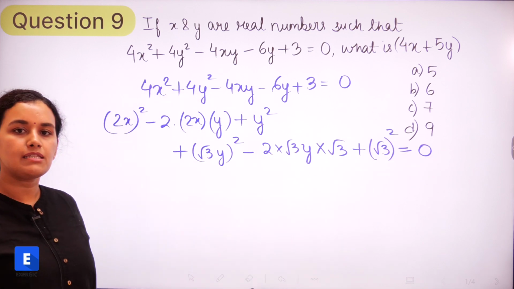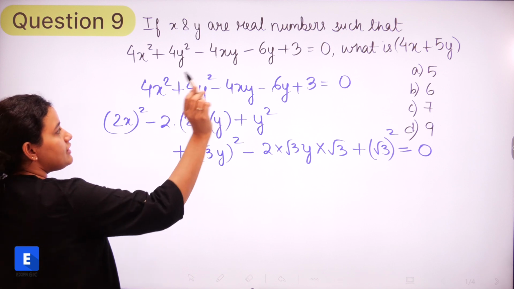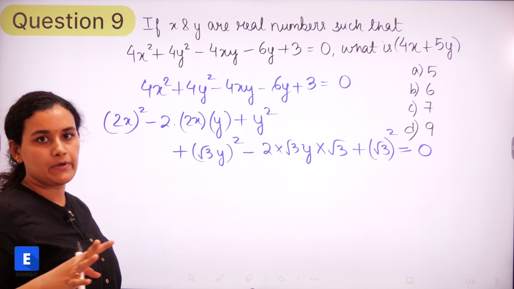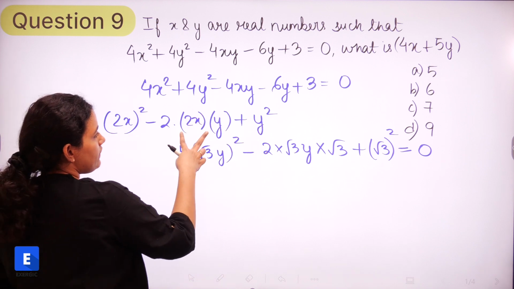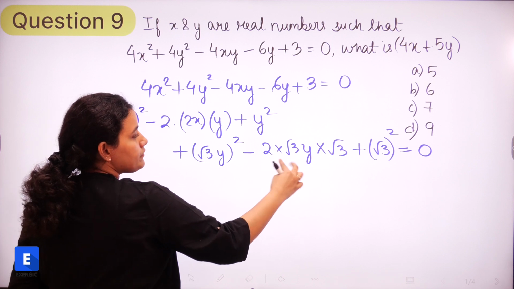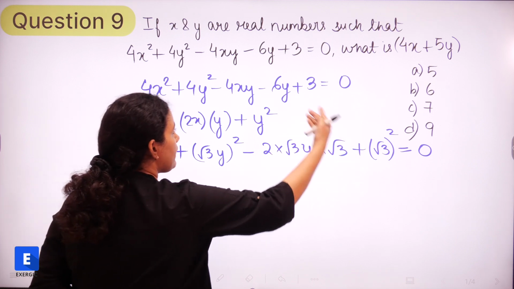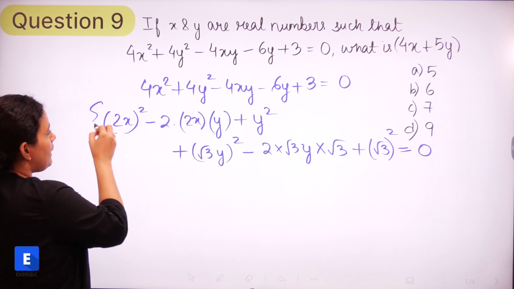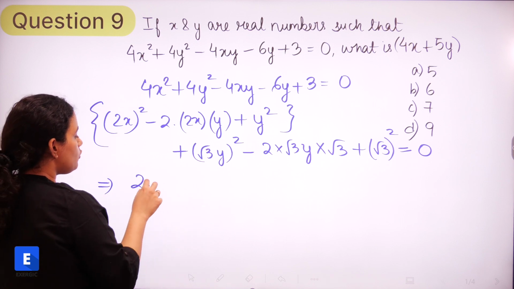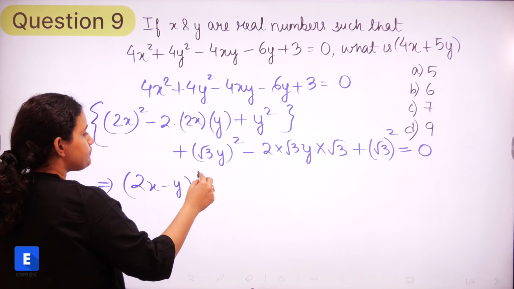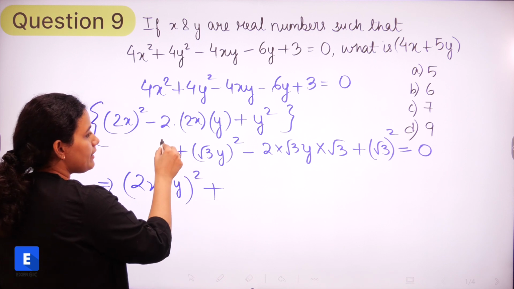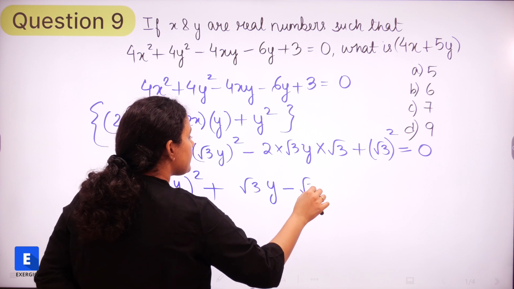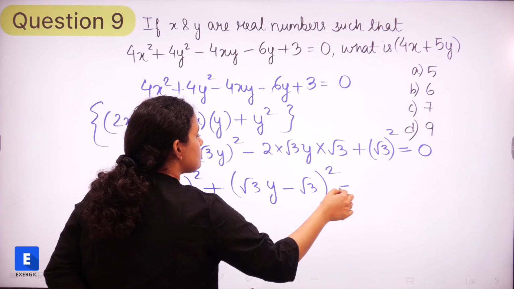So this is how we are going to be simplifying. Clear? So all of the terms have been taken care of. 4x square is here. 4y square we have broken into y square plus 3y square. Minus 4xy is here. Minus 6y is this term, 2 into 3 into y. So minus 6y plus 3 is plus root 3 square. So this part up till here is simply 2x minus y whole square. And the remaining part is root 3y minus root 3 whole square. This is equal to 0.